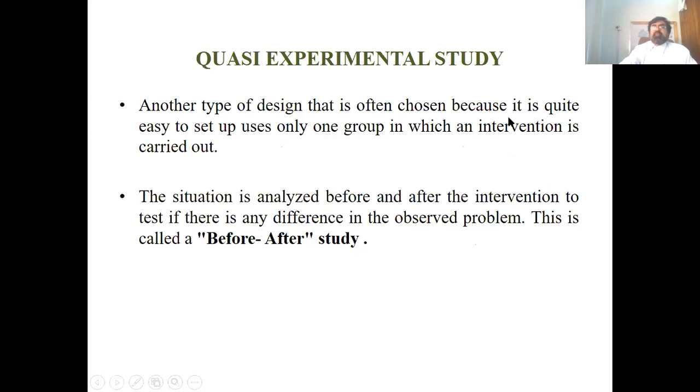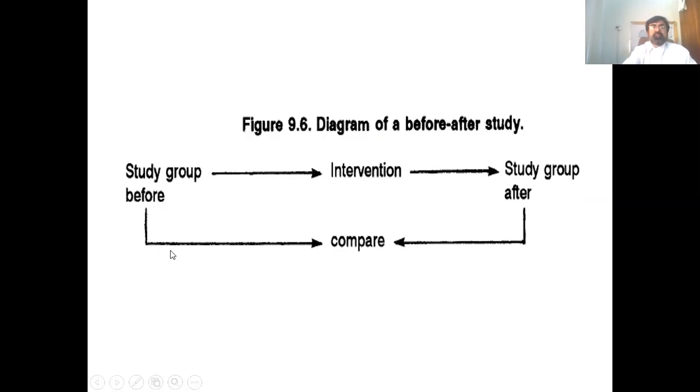Another type of design that is often chosen, because it is quite easy to set up, uses only one group in which an intervention is carried out. The situation is studied before and after the intervention to test if there is a difference in the observed problem. This is called a before and after design. And this is the method of inquiry. You select the group before the intervention, then do an intervention, and after the intervention you collect the data again, and then you compare before and after to see the effect of the intervention.